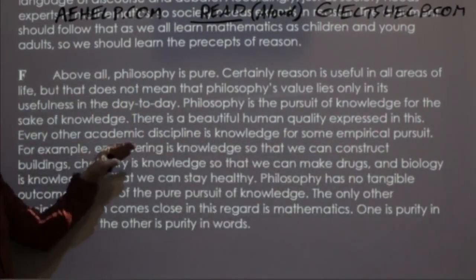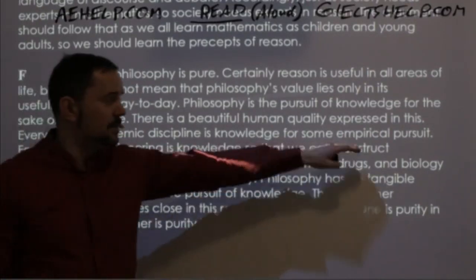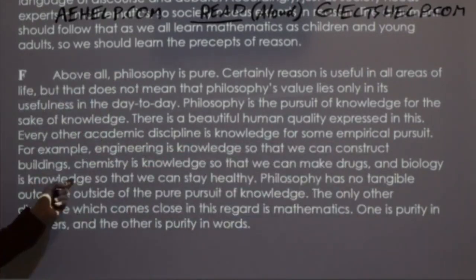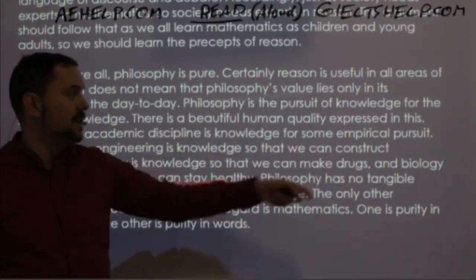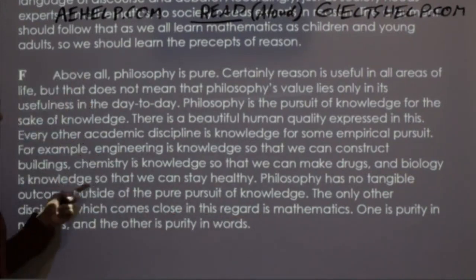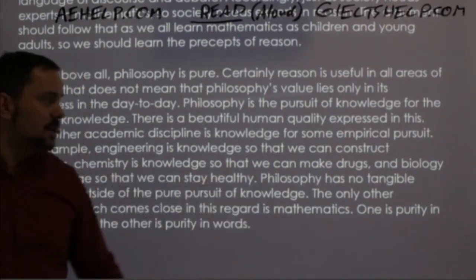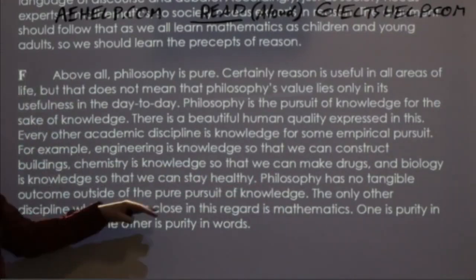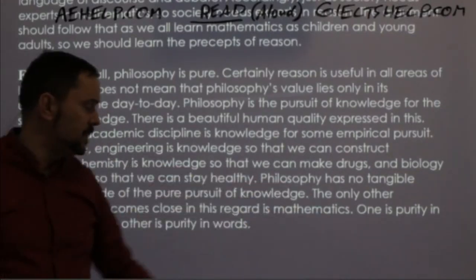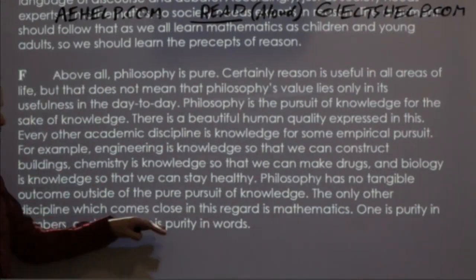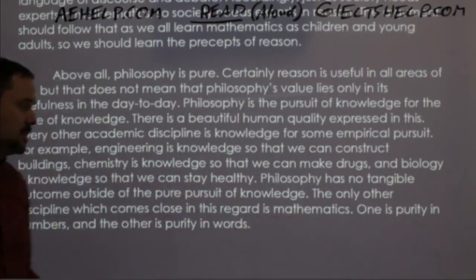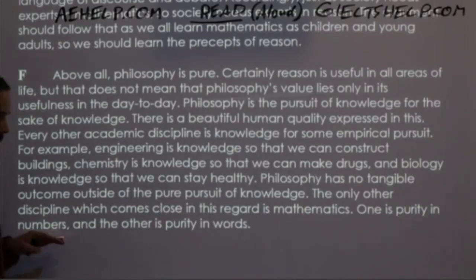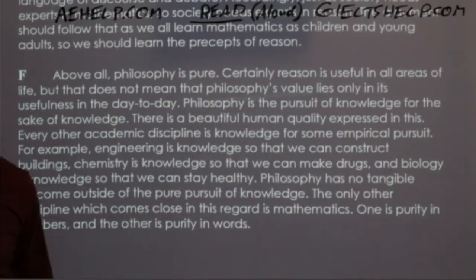Every other academic discipline is knowledge for some empirical pursuit. For example, engineering is knowledge so that we can construct buildings. Chemistry is knowledge so that we can make drugs. And biology is knowledge so that we can stay healthy. Philosophy has no tangible outcome outside of the pure pursuit of knowledge. The only other discipline which comes close in this regard is mathematics. One is purity in numbers, and the other is purity in words.